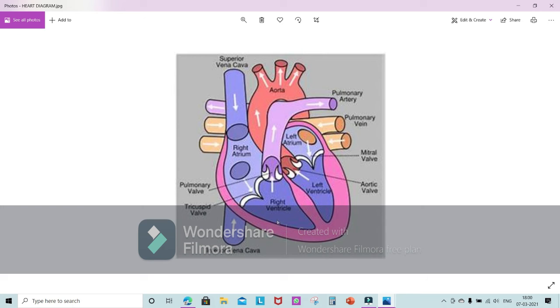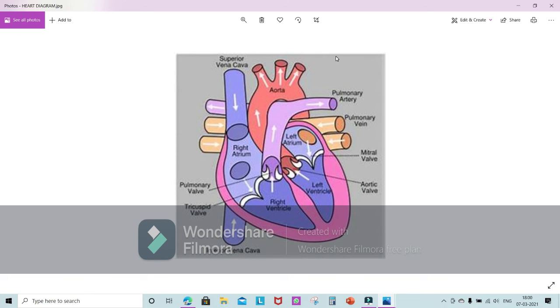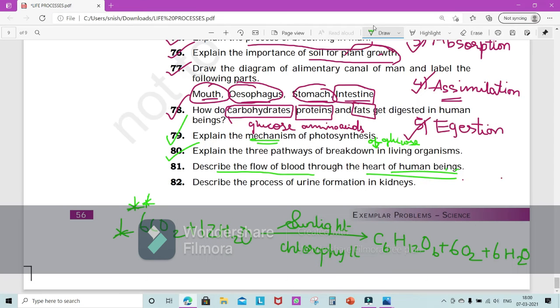Now the deoxygenated blood from the right ventricle needs to reach the lungs, and that takes place with the help of the pulmonary artery. Right here. So the blood will go like this back to the lungs, and the carbon dioxide is removed from the body. That's it. That's the process that takes place. I hope it was clear.